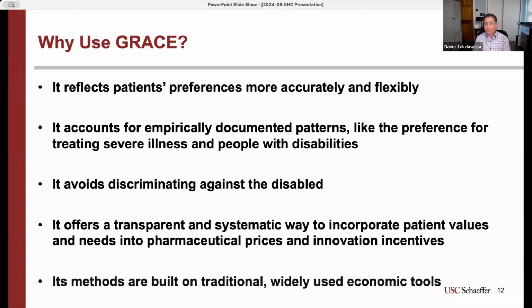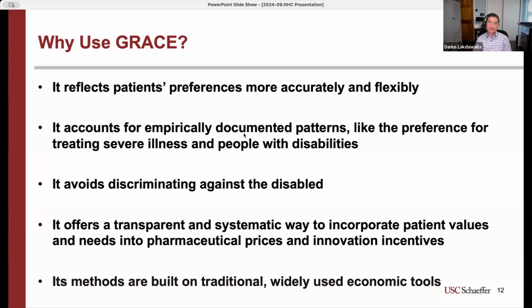It also offers a transparent approach. And I think this is important too. And the Inflation Reduction Act is an example of this, that if we don't have something systematic that we can write down and understand and agree on, what ends up happening is that all the power rests in an opaque political process that is not accountable to anyone.